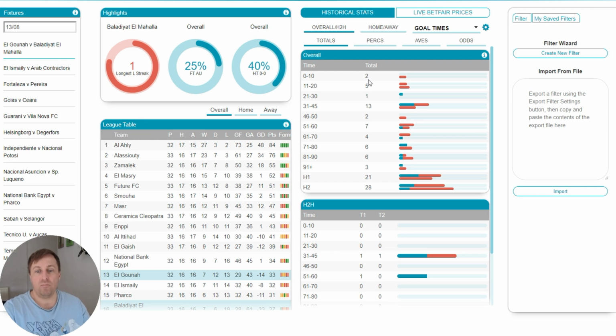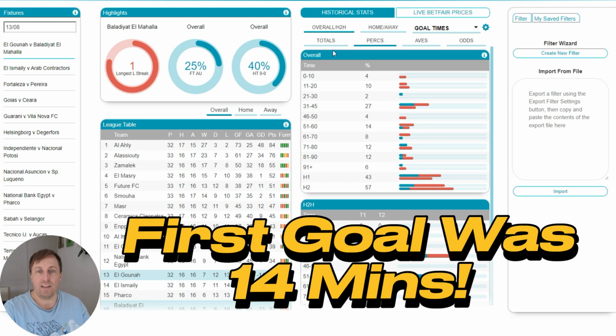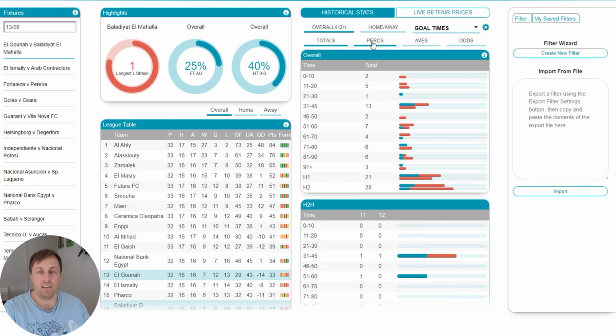Actually means there's only been 2, right? 2 times that's happened, okay? 10% between 11 and 20, which is fairly high for a match like this where we're not expecting a huge amount of goals. Only 2% between 21 and 30, which is just nuts, right?